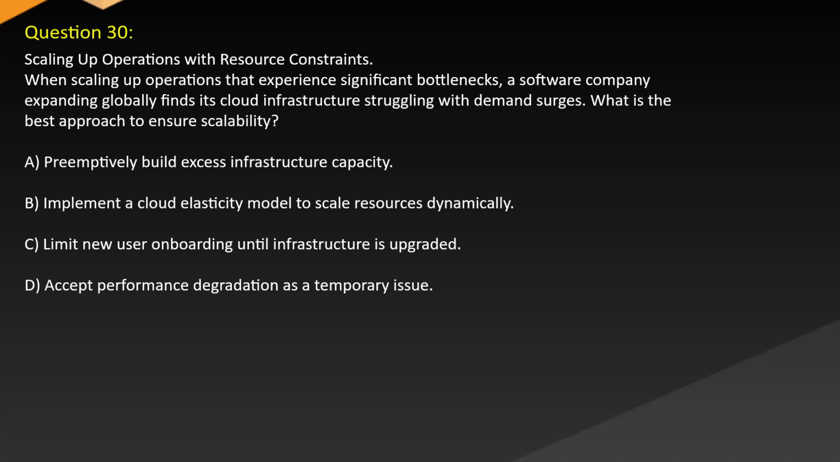A. Preemptively build excess infrastructure capacity. B. Implement a cloud elasticity model to scale resources dynamically. C. Limit new user onboarding until infrastructure is upgraded. D. Accept performance degradation as a temporary issue.